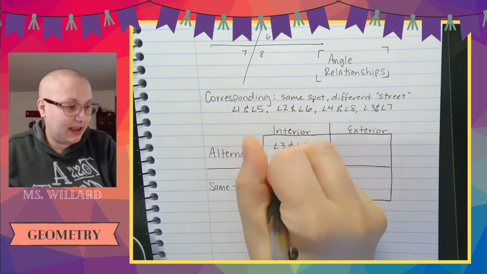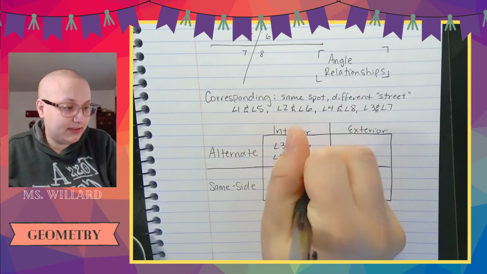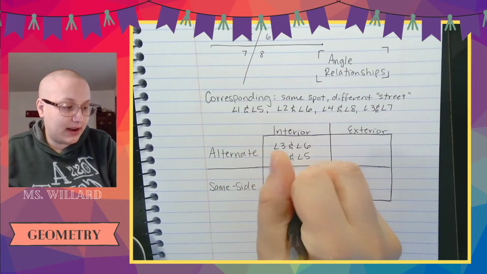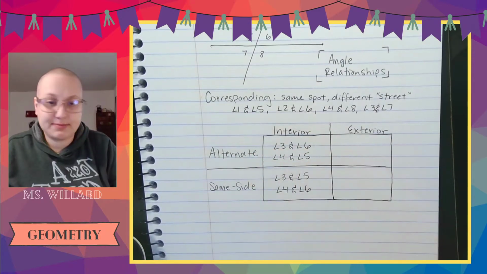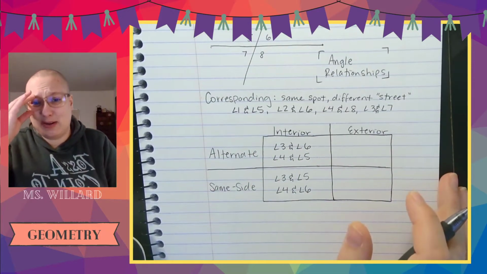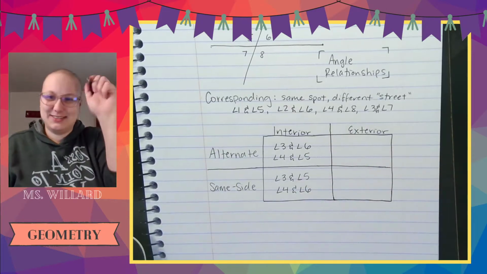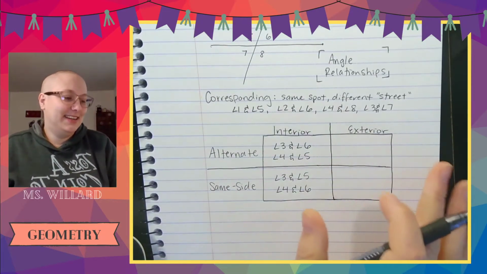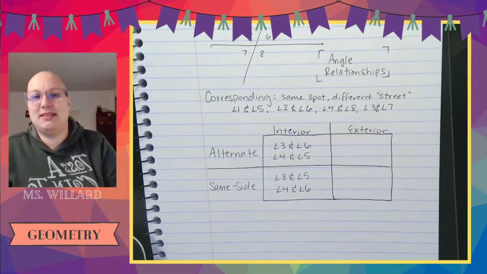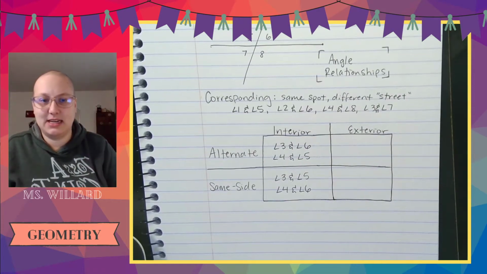So that's angle 3 and angle 5 and angle 4 and angle 6. Do you have to make symbols like me? Don't worry about it. You can do little plus things. I don't care. Don't do a plus because it means that they're being added together, but I digress.